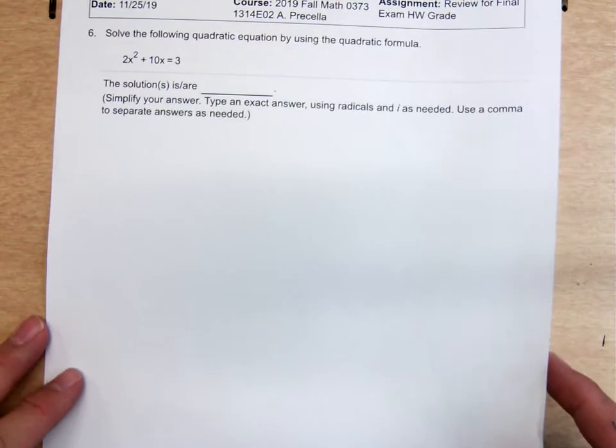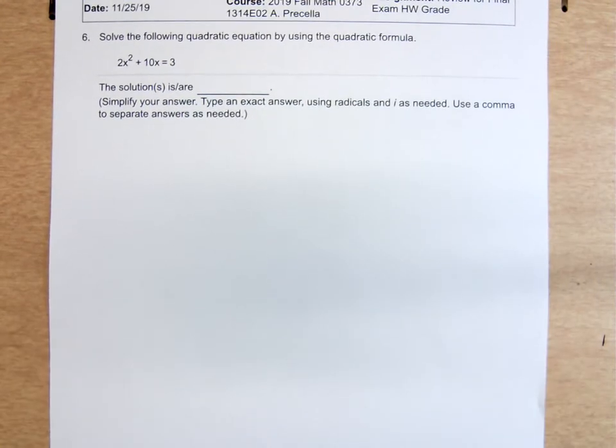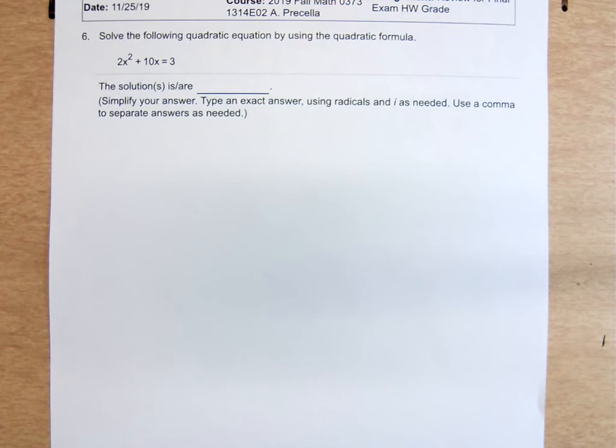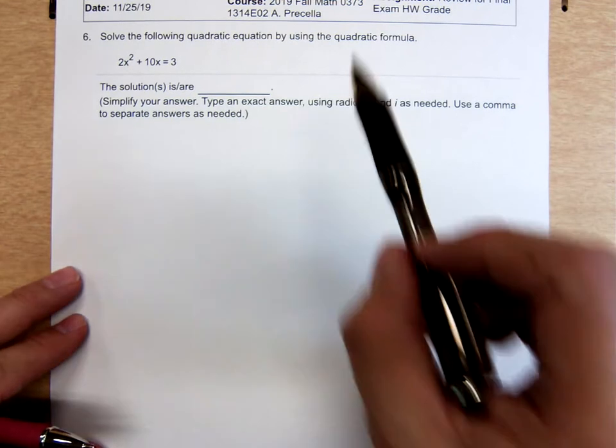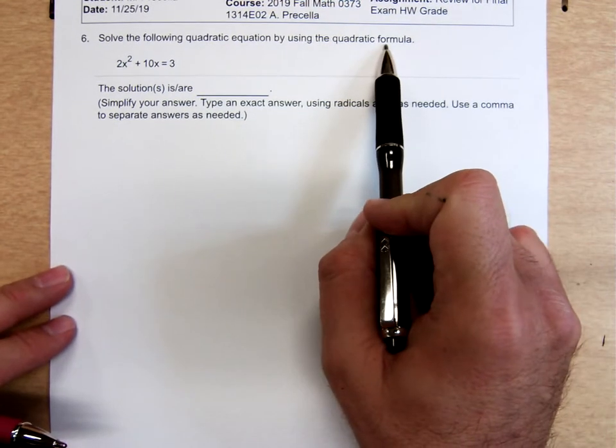So, problem number 6. Solve the following quadratic equation by using the quadratic formula. Well, sometimes students say, can't we just factor it? Well, if it could factor, then yes, but it's sure not my intention to tell y'all to use the quadratic formula when something can be done an easier way. So, as a general rule, if it says use the quadratic formula, it's not going to be factorable.